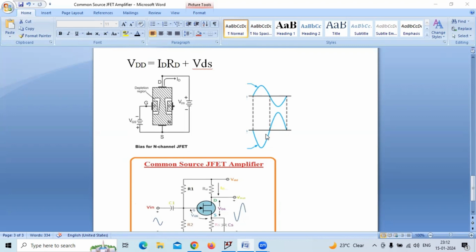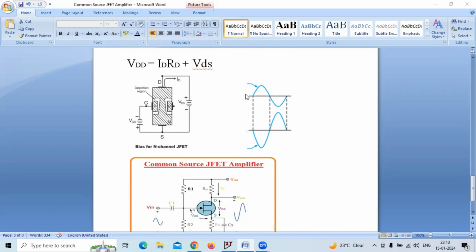In the next case, when VGS is more negative, the depletion region width increases. When the depletion region width increases, the channel width narrows. When the channel width narrows, the current flow through it is reduced. When ID is reduced, this term is reduced. As VDD is constant, VDS is increased. So when the negative half cycle comes at the input, the output is inverted and amplified.